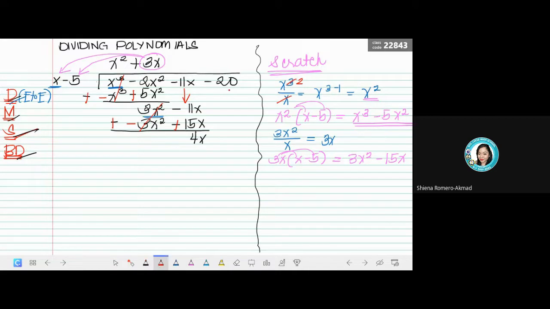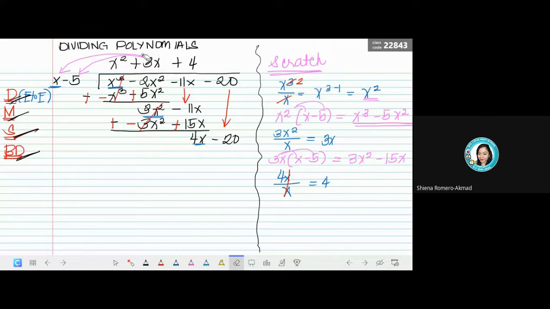Then next is to bring down. So kung nag-bring down tayo, we bring down natin si negative 20. So we are done with multiplying, subtracting, bring down, balik ulit tayo sa division. So we will divide first term to first term. So 4x divided by x, pwede na tayo dyan mag-cancel out. Ang magiging sagot na lang natin is 4. So we have to write it here, positive 4.